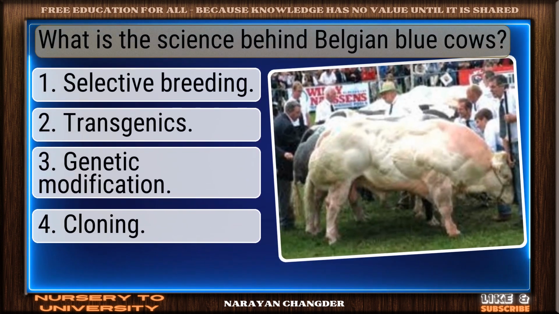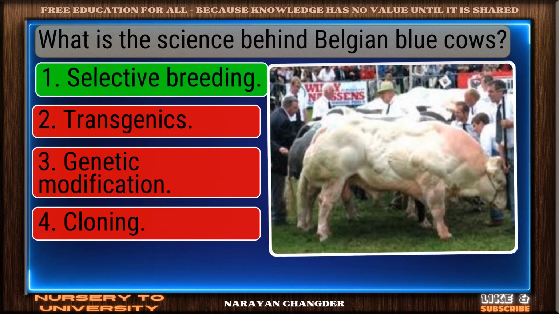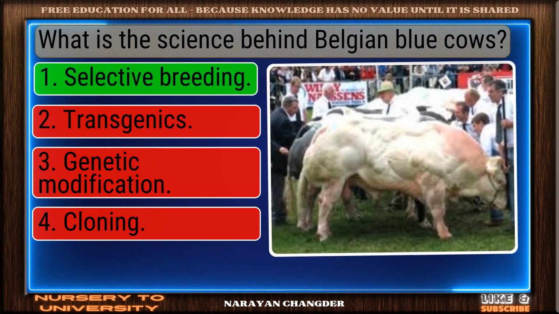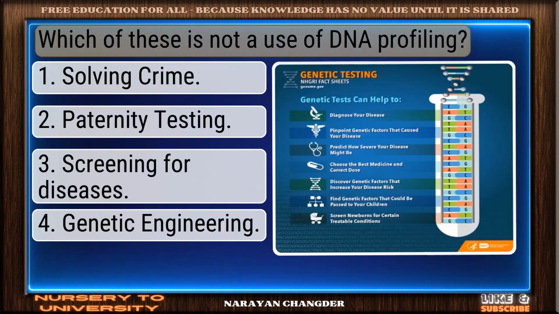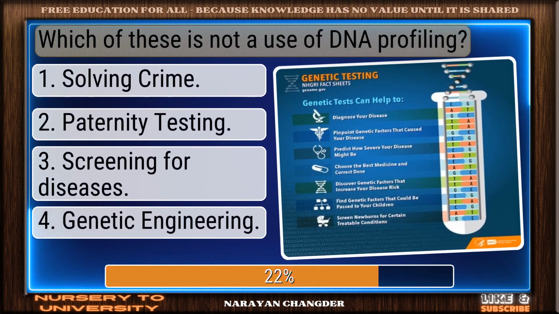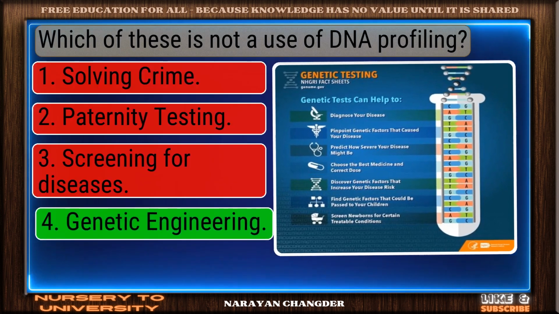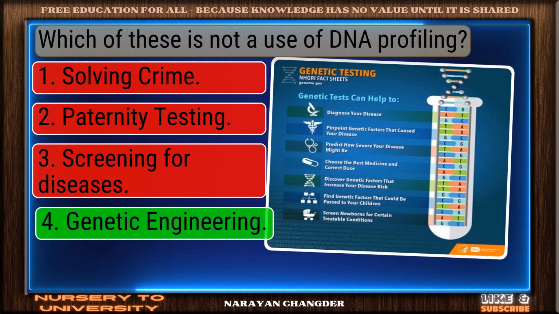What is the science behind Belgian blue cows? Exactly. Selective breeding makes sense, and it is the right choice. Which of these is not a use of DNA profiling? Good job. Your answer, genetic engineering, works well here.